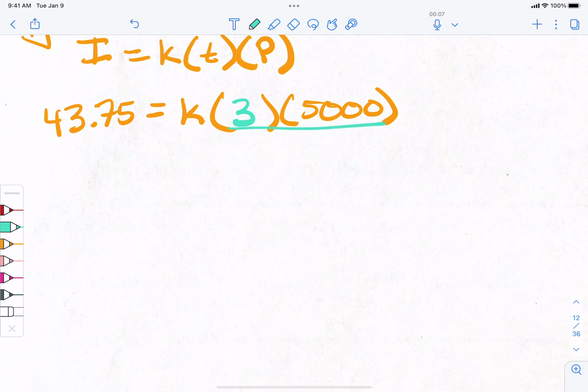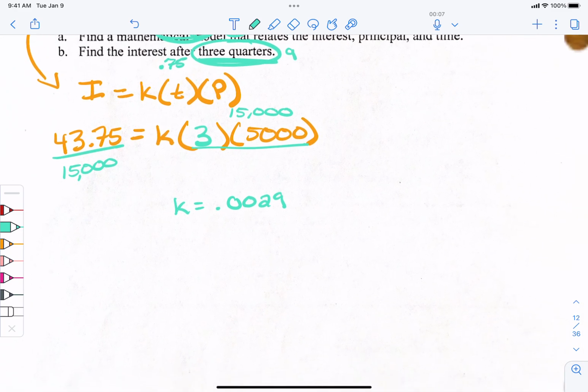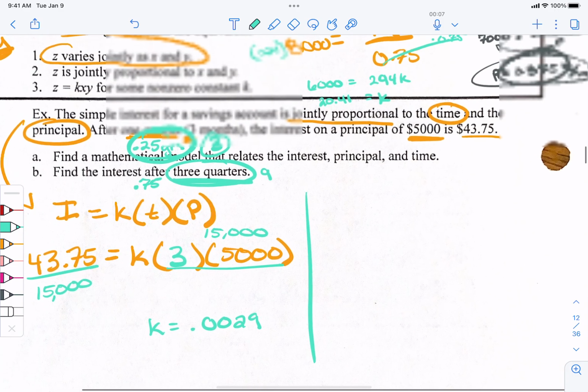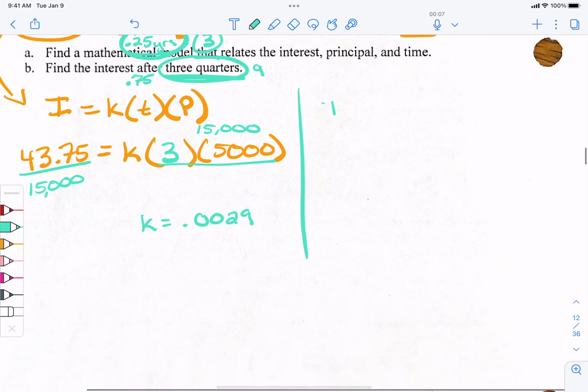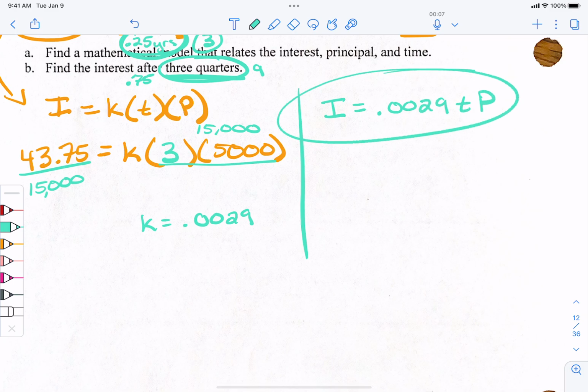I know that 3 times 5,000 is 15,000, yeah? So let's divide by 15,000. My K is going to be really small. 0.0029. Okay, so my mathematical model for part A, find a mathematical model, is I equals 0.0029 TP. That's my mathematical model. This is part A. They're just asking for the model now that you found K. Plug stuff in for B.